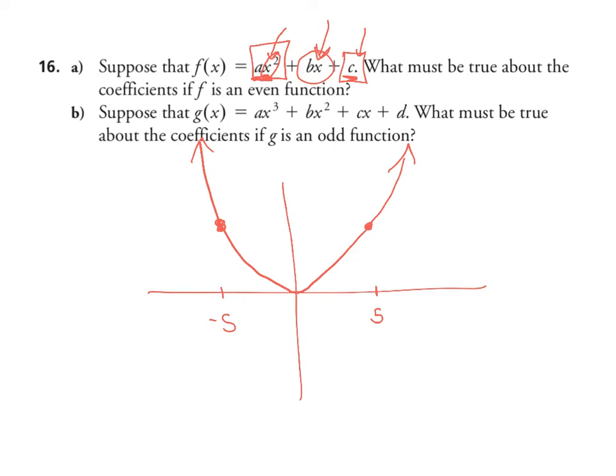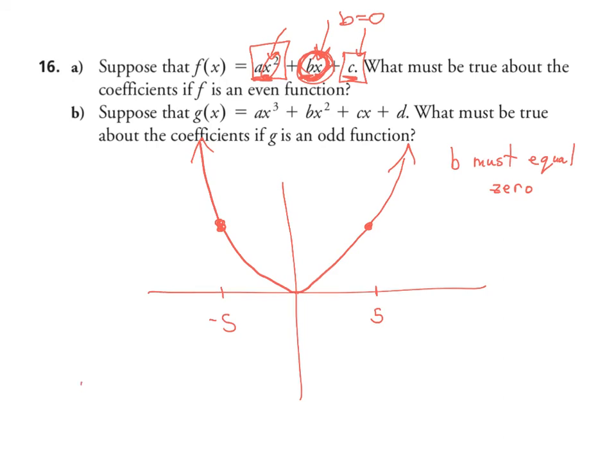Now, if I put in a positive number and a negative number, it has to always be the exact same thing. Well, the only way that could work is if, no matter what b is, if you multiply by a positive or a negative, it's going to be a different answer. So it won't be an even function unless b equals 0. If b equals 0, then it doesn't matter what x is. This is going to equal 0. All right, so what must be true about the coefficients? A can be anything, c can be anything, but b must equal 0.